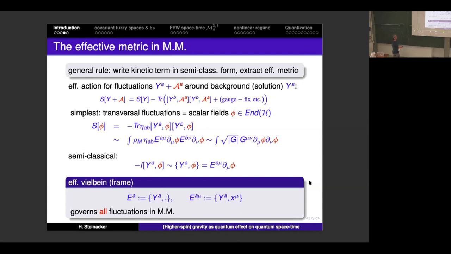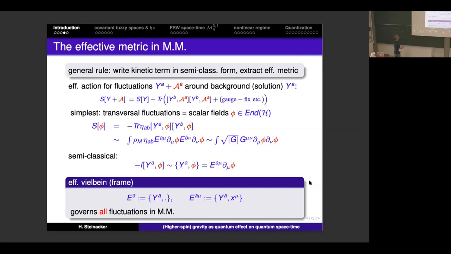It's very straightforward. Here's your background. You just add the most general fluctuation, and then you can work out the action to the quadratic level. If this is a solution, basically you have this kind of thing, and that's a second order derivative operator on the fluctuation. So this will give you a kinetic term for the fluctuations. And there will be some extra stuff, which is not really important, like gauge fixing terms and so on.